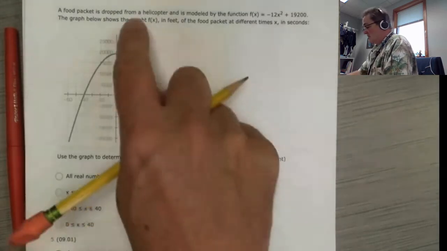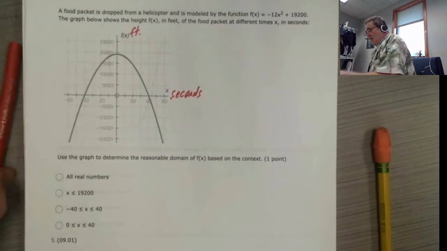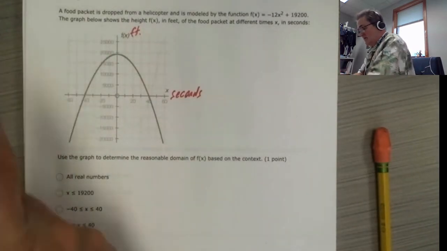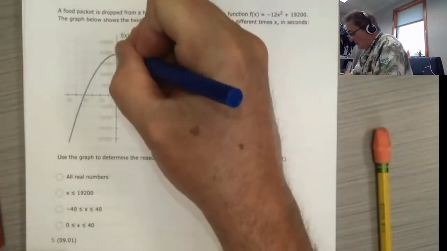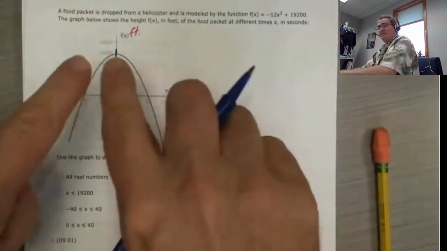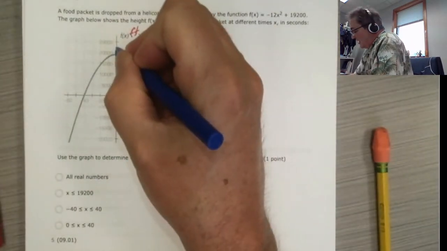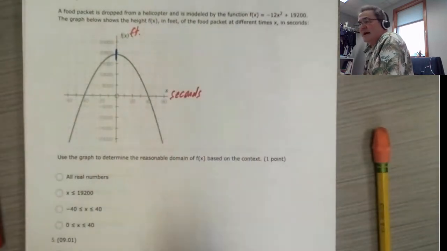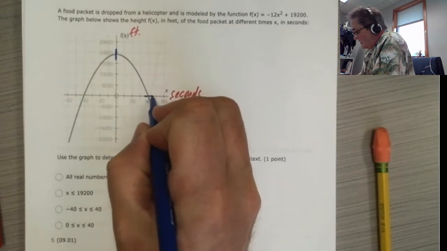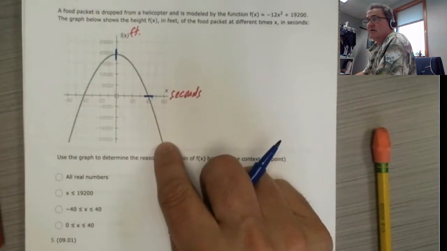So basically, if it's a drop from a helicopter, what's the reasonable domain? From the moment it's dropped would be the highest point, right? So that's going to be where our domain would start in the context of this problem. Again, for the whole graph, the domain is all real numbers. But from the drop right there, how far would our x's go? Well, it would only go until it hits the ground. It doesn't go plummeting deep into the earth.